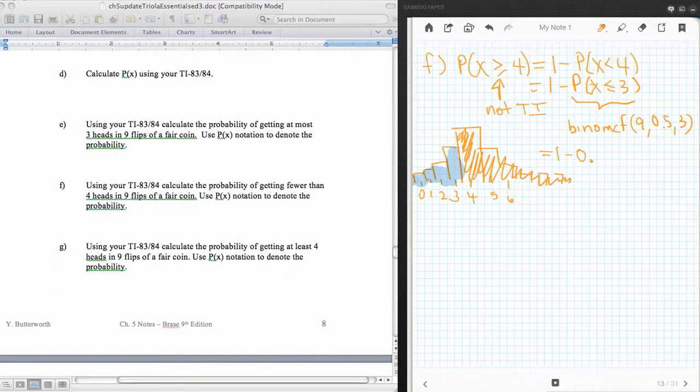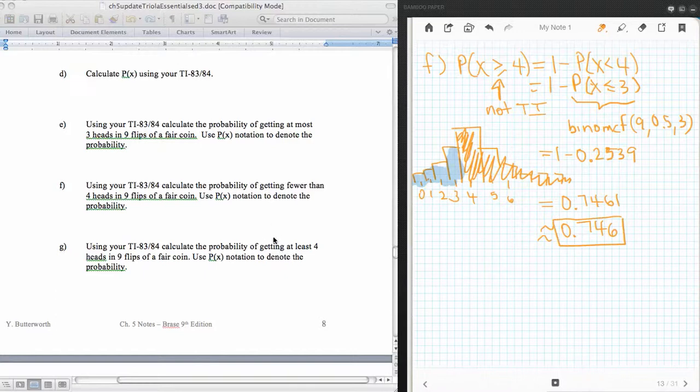I'm just going to do 1 minus that probability, and I'm going to take it out just a little bit further because of round off error, right? So this would be 0.7461, and then I can round that to approximately 0.746, and that would be my probability.